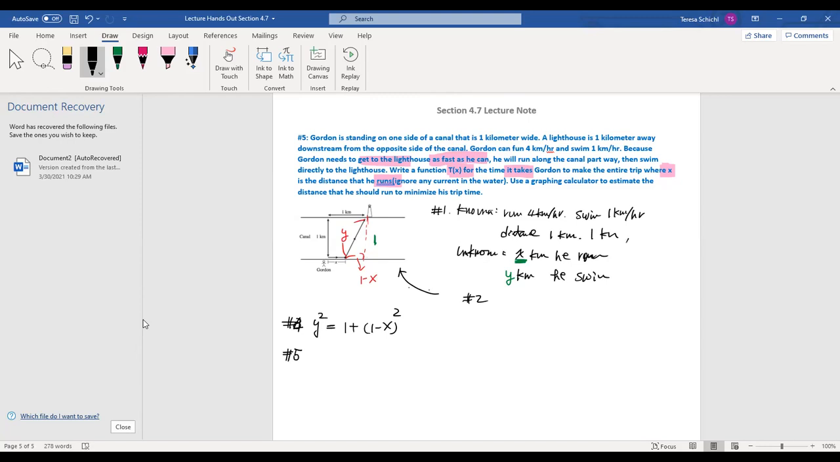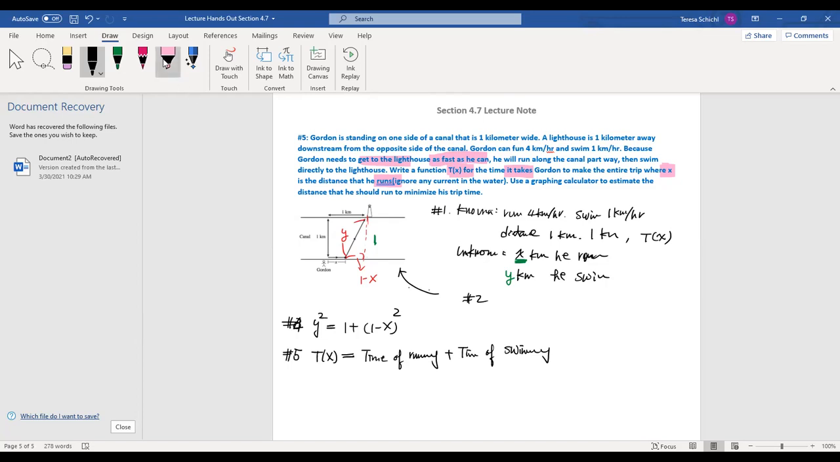So also we don't know the time, right? So we'll put a T(x) here. Let's take a look at how we get the time. The time has 2 elements, right? So the time of running plus the time of swimming. So you need to combine the time of the running and the time of the swimming.